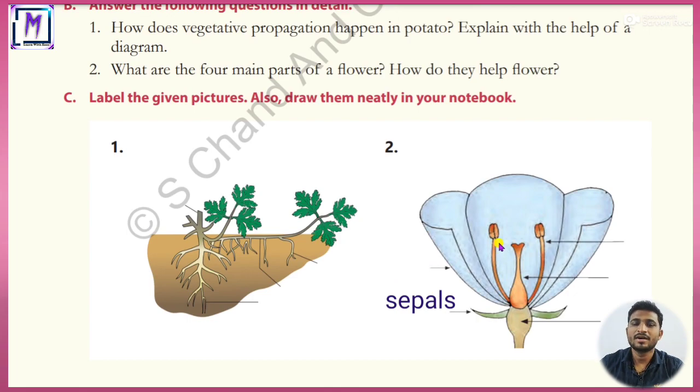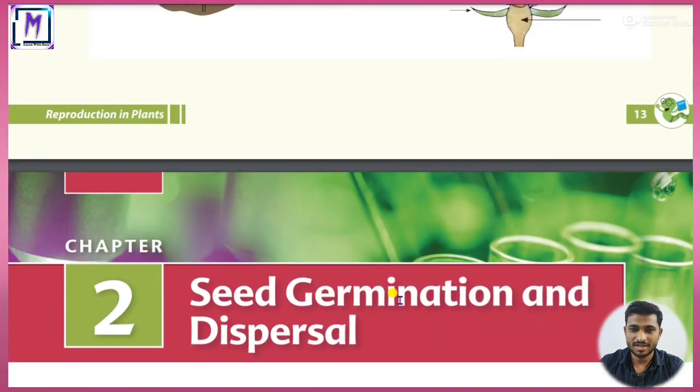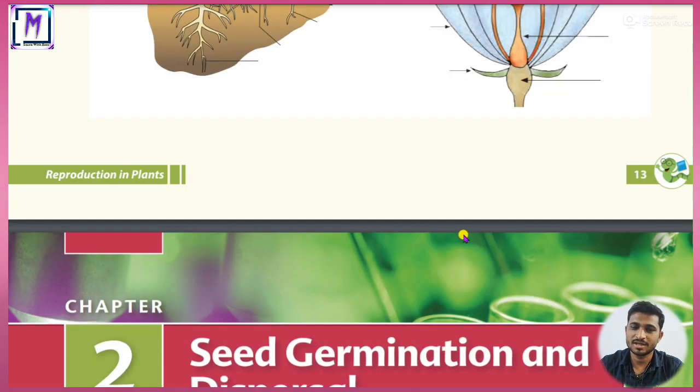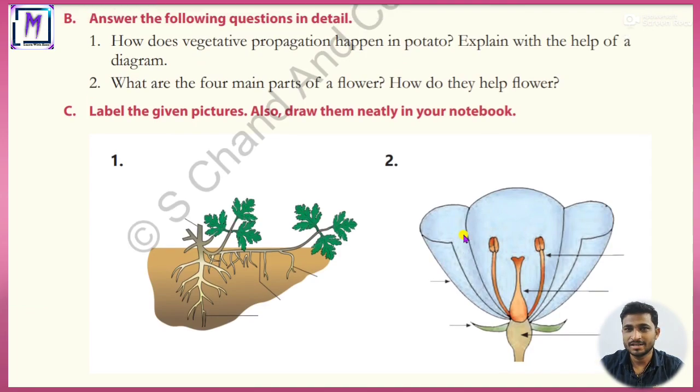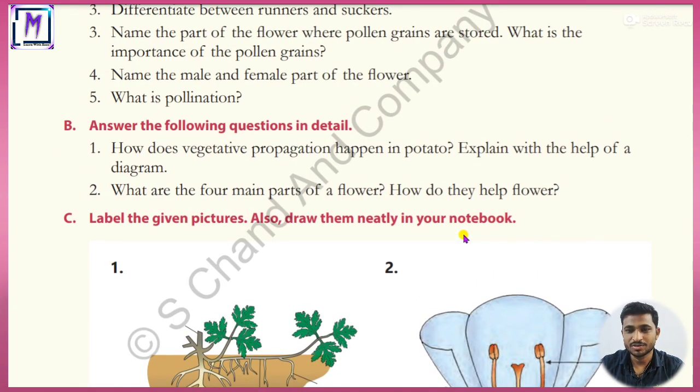So in this way we have completed the exercise of our first chapter. And in the next chapter there is seed germination and dispersal. In this chapter we are going to learn the next processes after pollination and fertilization. So we will take it soon.